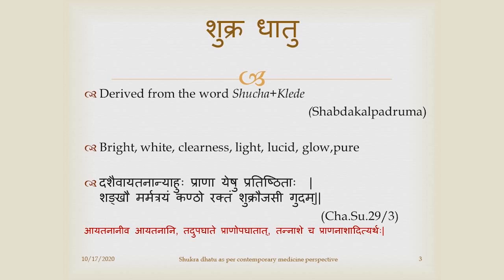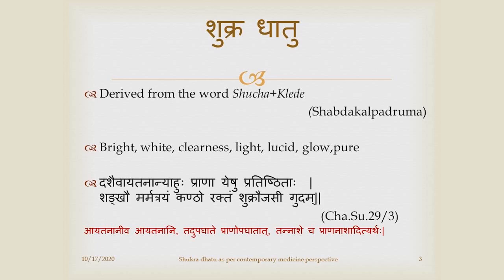There are seven Dhatus in the body. Among the seven Dhatus, Shukradhatu is the last one. Shukradhatu is formed from the Sara of all Dhatus, especially from the Prasadabhaga of Majja Dhatu. The word Shukra is derived from Shucha plus Klede, according to Shabdakalpadruma. The meaning of Shukra is bright, white, clearness, light, lucid, glow and pure.